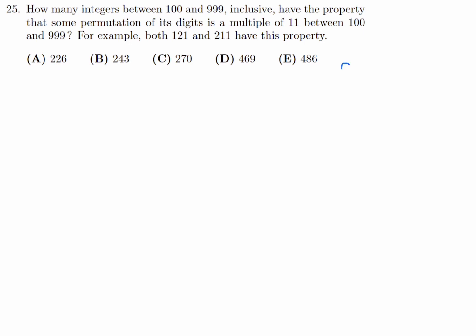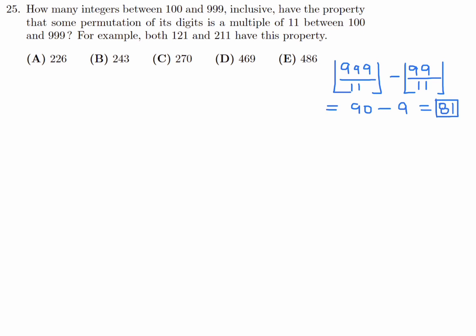Well, we have 999 numbers, and we have to divide that by 11, take the integer value, and subtract from it 99, that's just below 100, and subtract that divided by 11. And that will give you the number of integers that are divisible by 11. And this is 90 minus 9, so it's 81. 81 are divisible by 11 between that range inclusive.